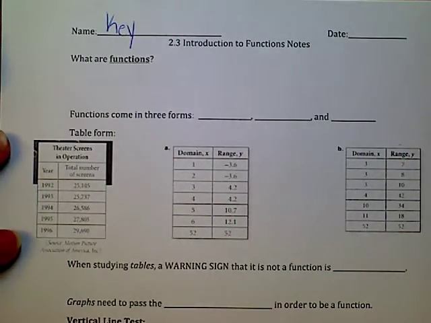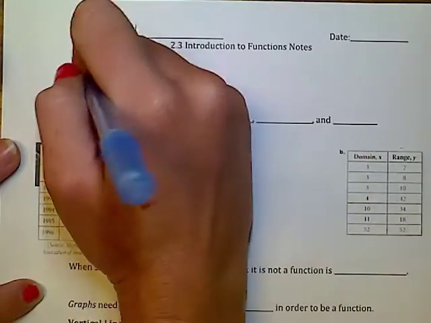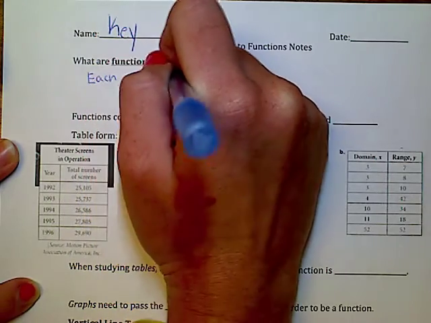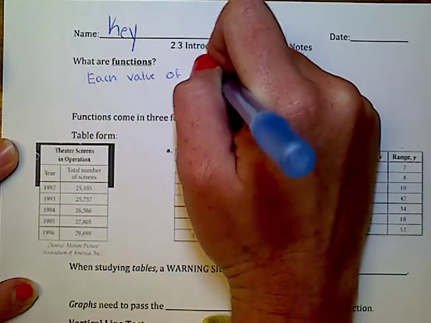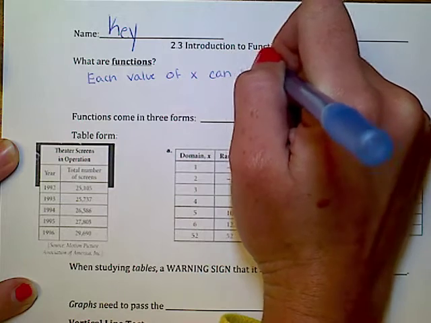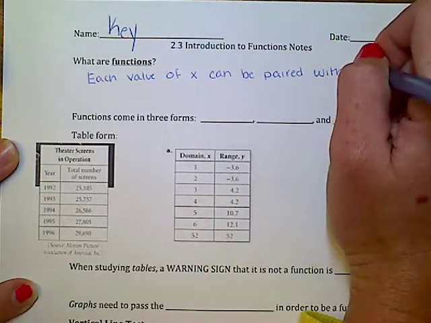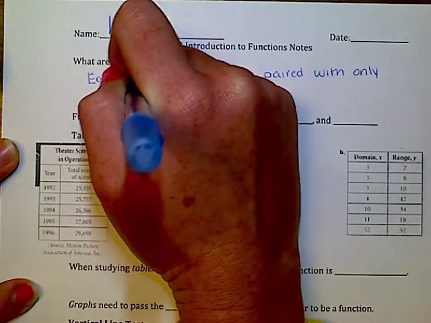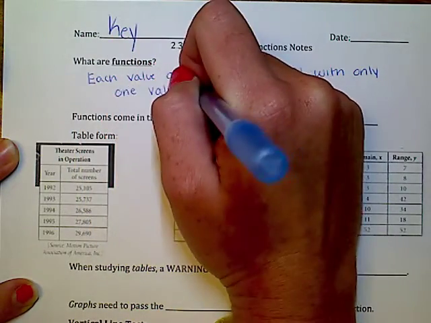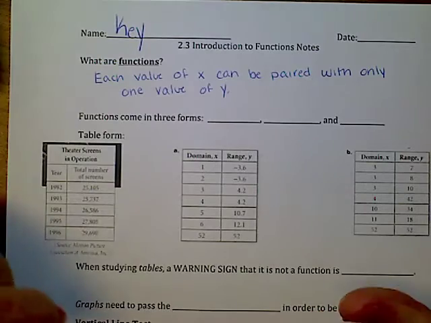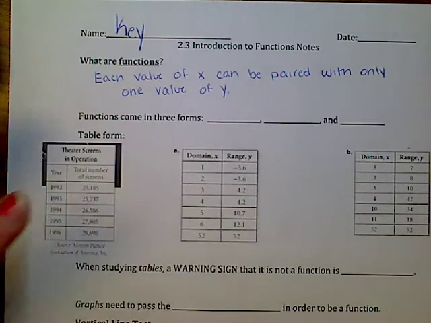So a function, it has a really fancy definition. It says each value of x can be paired with only one value of y. Now that is probably a little bit confusing for right now, but I think as we go and look at some examples, it'll make some more sense.